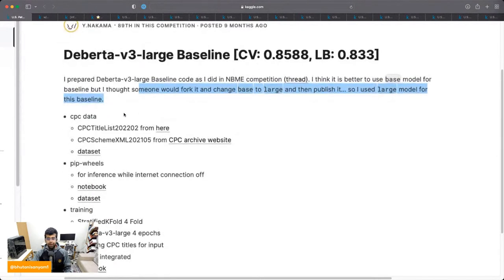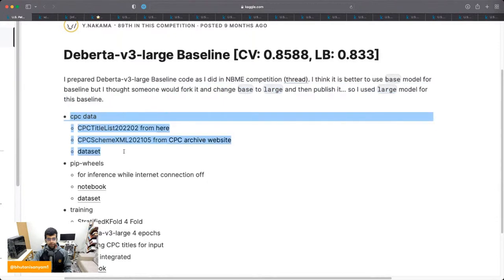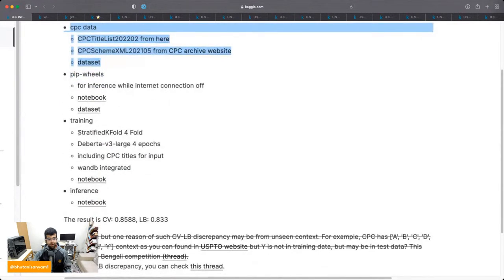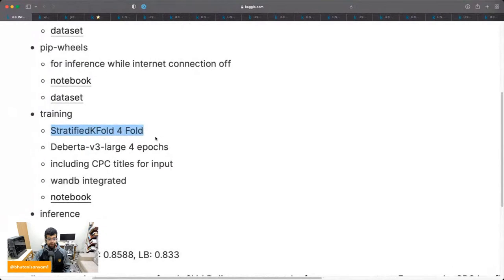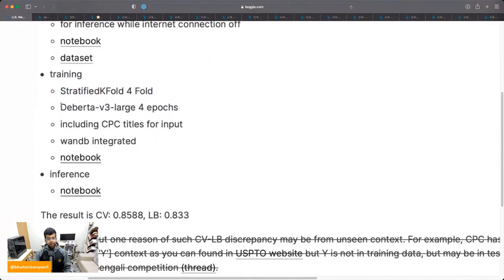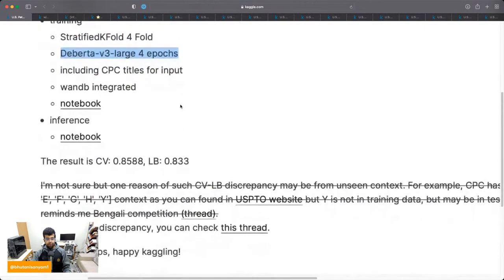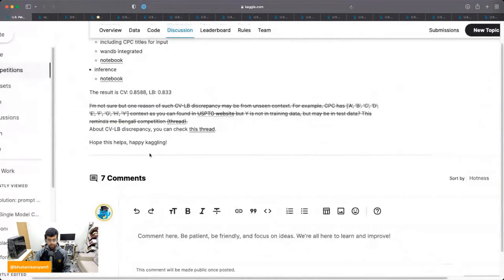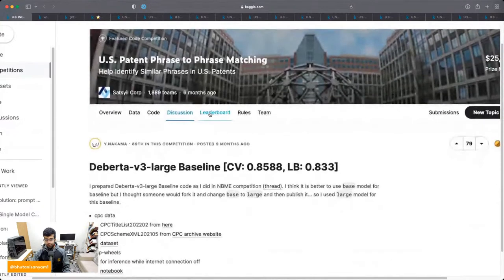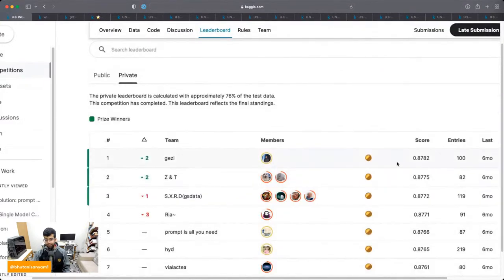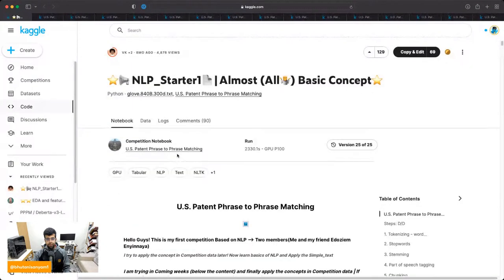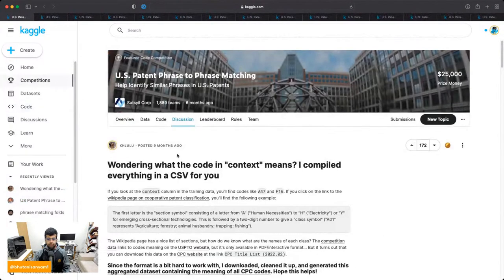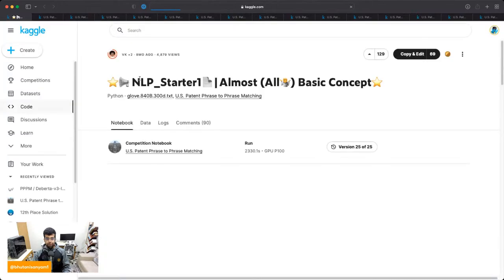So it also added the CPC data, if I understand correctly. And in this notebook, he showed how to use stratified K-fold and DeBERTa V3 large, trained for 4 epochs, which gave you 0.85 and 0.83 on the public LB. So let's see, how did the teams go from 0.83 to the top of the leaderboard? It is 0.87. There were also some other cool notebooks worth mentioning.